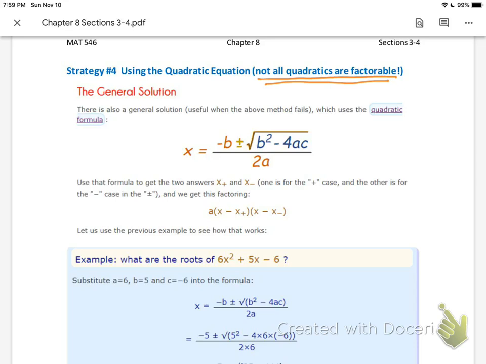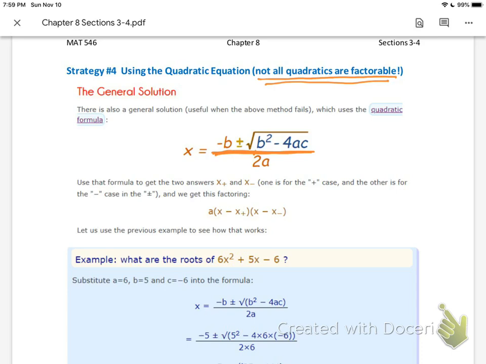Now, a key thing to memorize this is, you would say x equals -b plus and minus the square root of b squared minus 4ac all over 2a. That part is key. It's all over 2a. Now, what are these a, b's, and c's? Well, they are the a, b's, and c's that you get from your standard form.